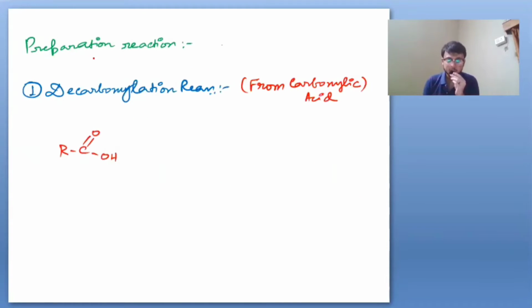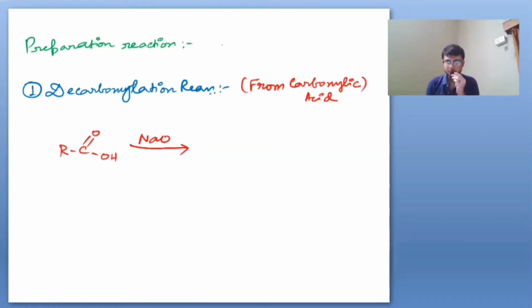So let us see the preparation reactions for alkanes now. First is our decarboxylation reaction from carboxylic acid. So if we want to derive an alkane from a carboxylic acid, we have to go through this reaction that is called decarboxylation reaction. So let us see what happens here.